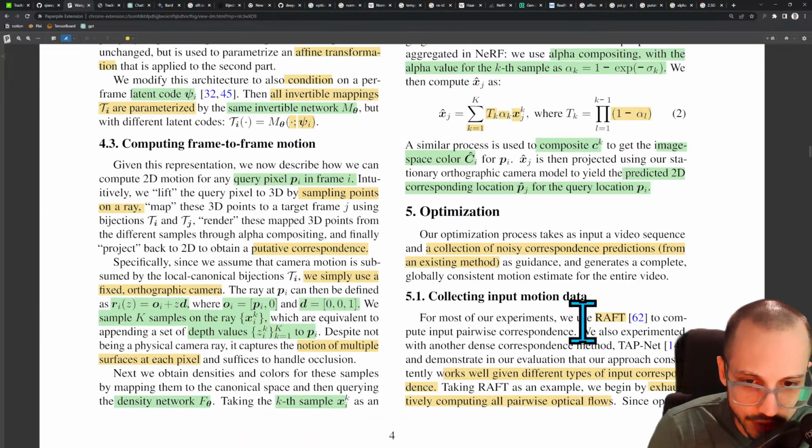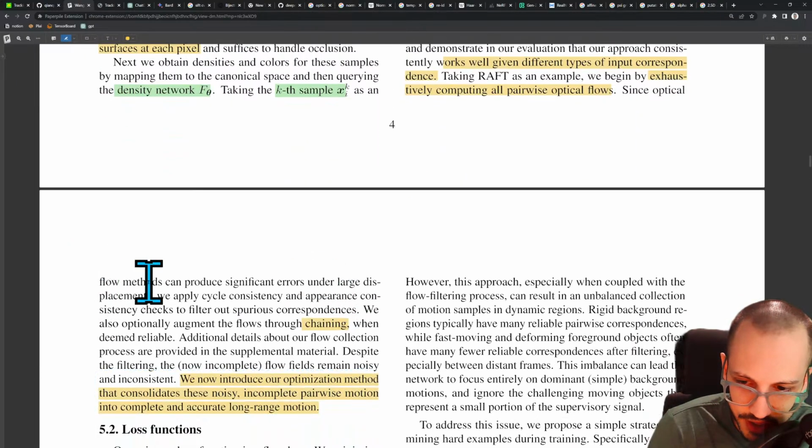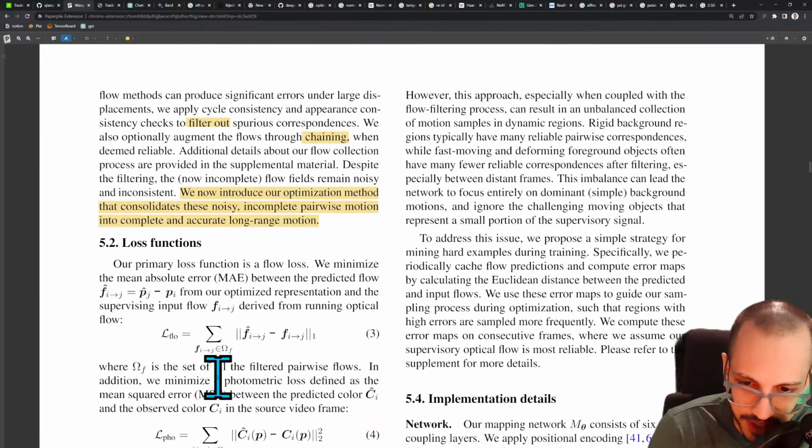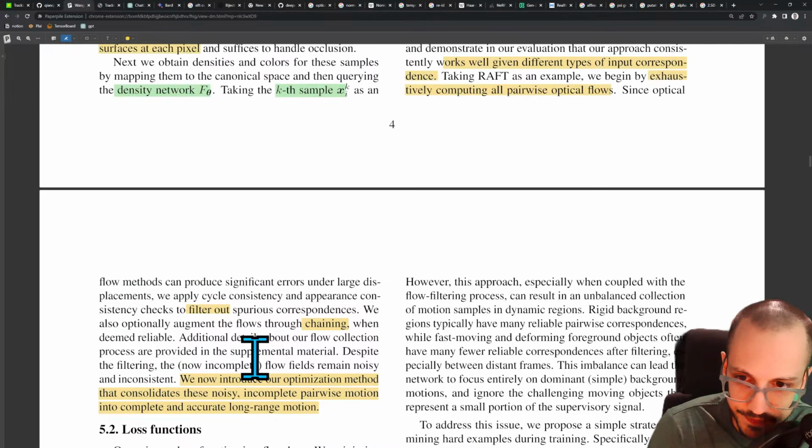Okay, so they use an older technique to get a bunch of pairwise correspondences, and then they filter those out, right? They chain together any that are close together, and then they're going to use that as basically the starting point for their technique.